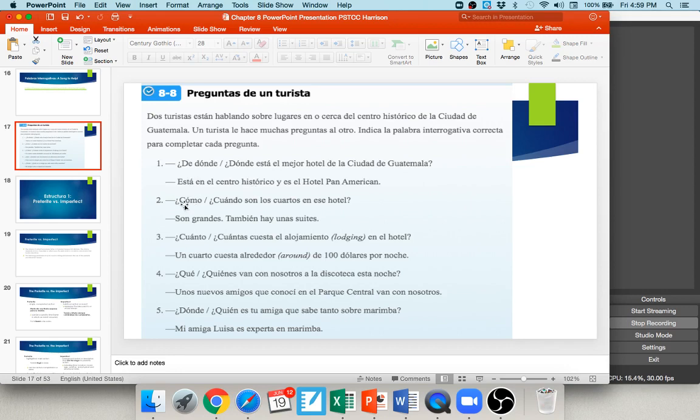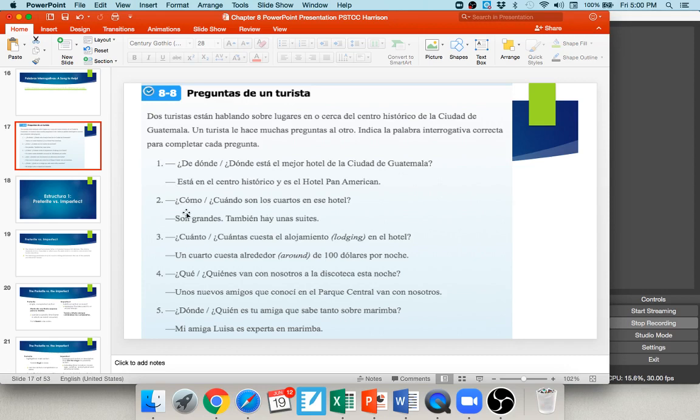Number two, ¿cómo o cuándo son los cuartos en ese hotel? So either cómo, how, or cuándo, when are the rooms in that hotel? And this person says, oh, son grandes, they're big, y también hay unas suites. So we would probably ask, how or when are the rooms? Yeah, it should be how, ¿cómo? Remember, if you're having trouble remembering these, just sing your song.